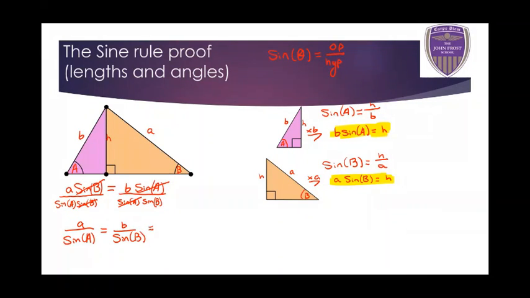okay? And if you rotated this triangle around and you did the same thing, but we included side C, you would also find that C over sine C would also be equal to all of these, okay? So this is the sine rule for finding missing lengths and angles in non-right angle triangles, okay? So let's use this formula to answer some questions.